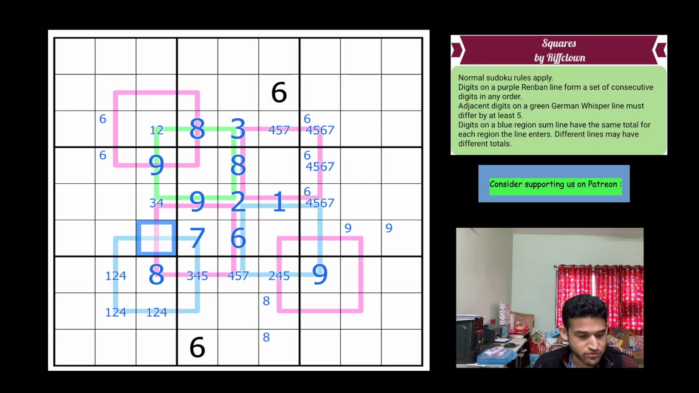And this will be a 3, 4 or a 5. Reason being, again, the same pink Renban. It has a set of 8 consecutive digits, which includes 9. Now 7 is forced here because 3, 4, 5 triplet and 7 is here. Excellent. Now these two must add up to 7 for the region sum blue line, blue square. They must be 4, 3 or 2.